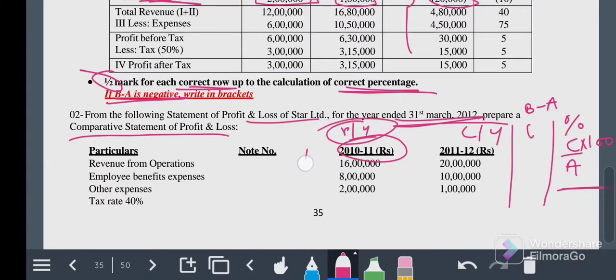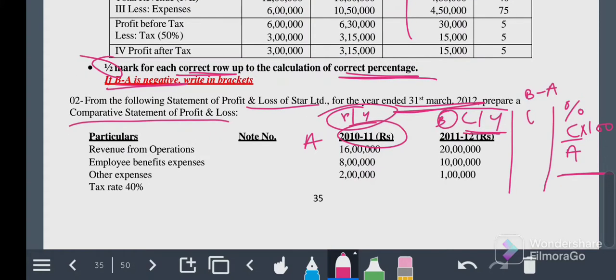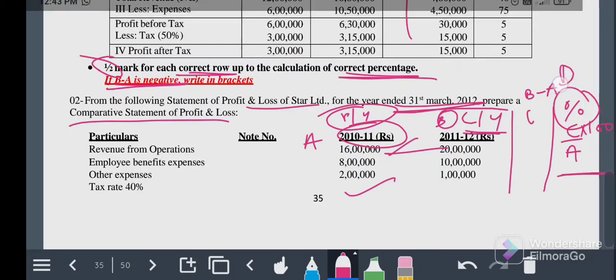This was your A, the previous year, and this was your B, the current year, given in the question. So I hope you are clear. You can do this one. You just need to subtract B minus A, then that subtraction upon 16 lakh into 100 will give you the first value in the D column.